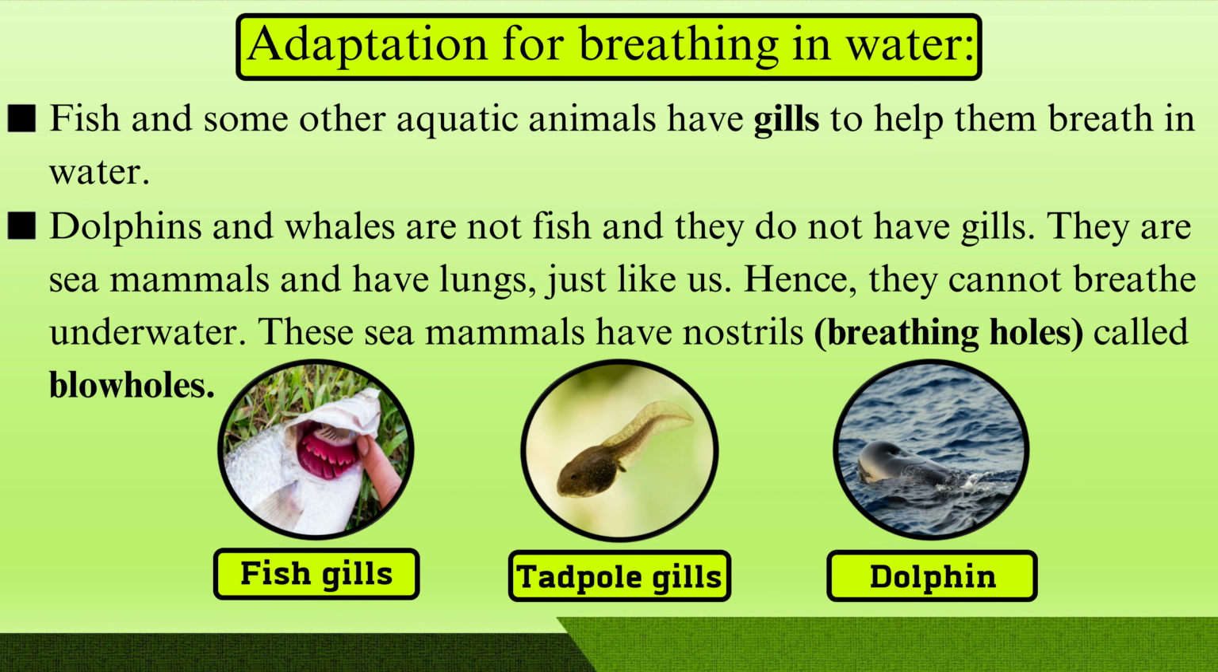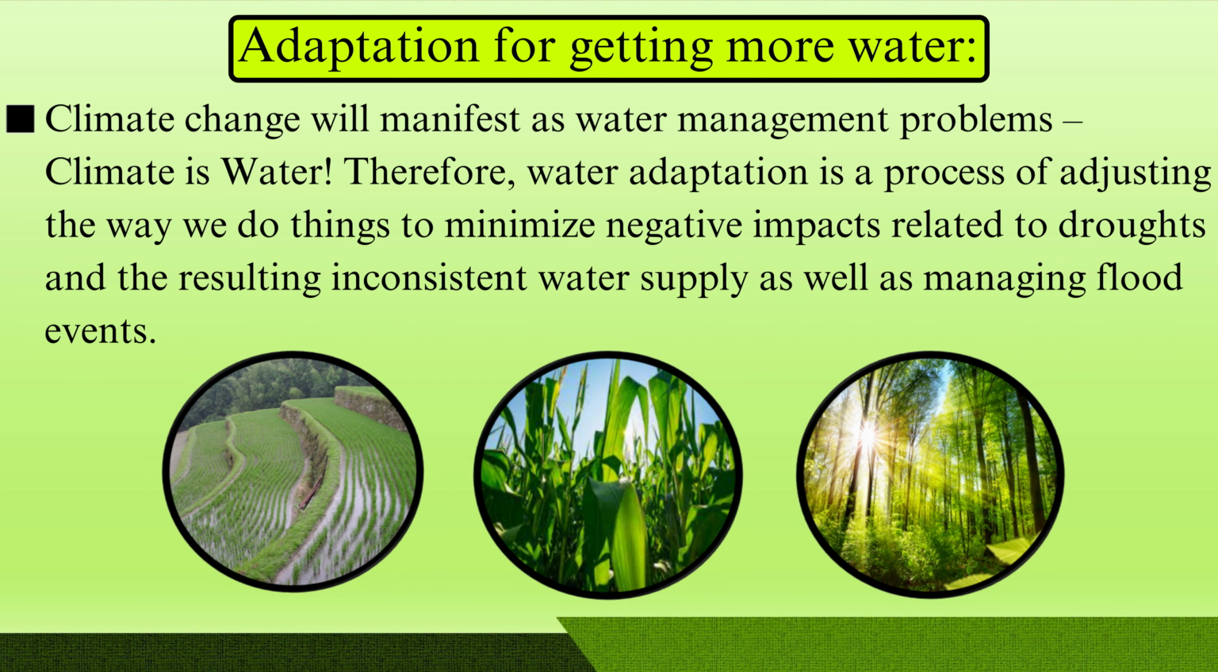Adaptation for breathing in water. Fish and some other aquatic animals have gills to help them breathe in water. Dolphins and whales are not fish and they do not have gills. They are sea mammals and have lungs, just like us. Hence, they cannot breathe underwater. These sea mammals have nostrils, breathing holes, called blowholes. You can see the picture: fish gills, tadpole gills, and the dolphin. Dolphins are called mammals.